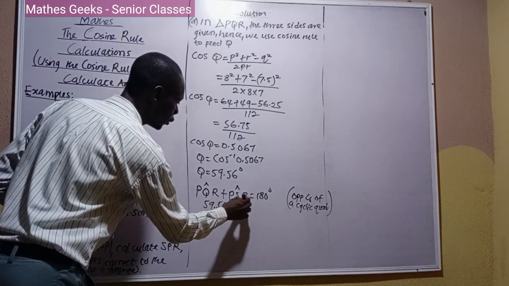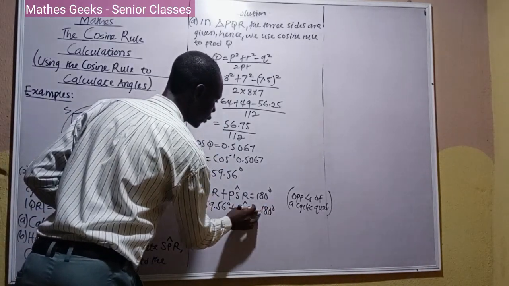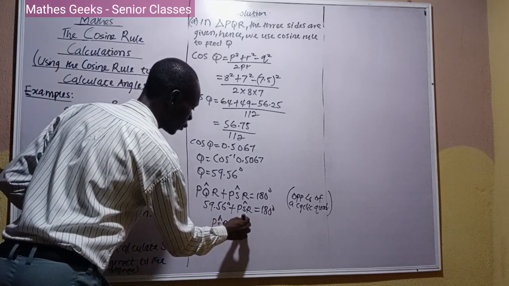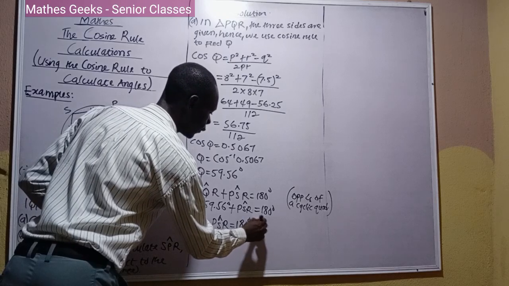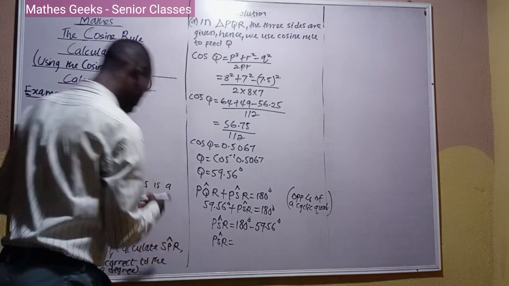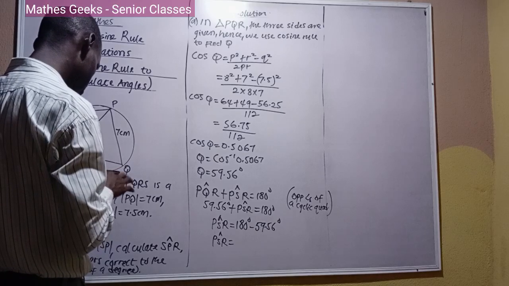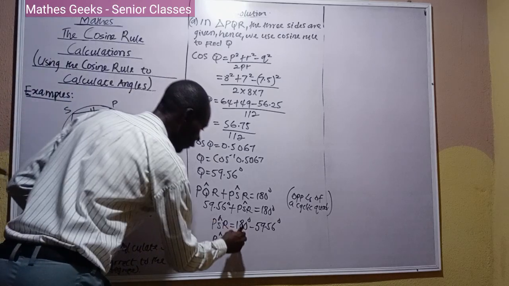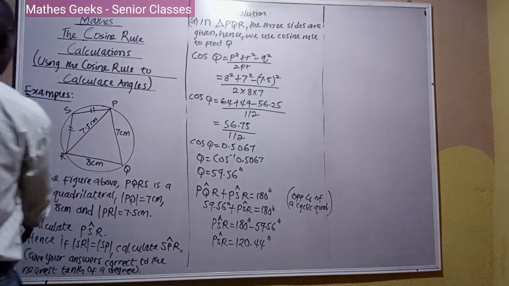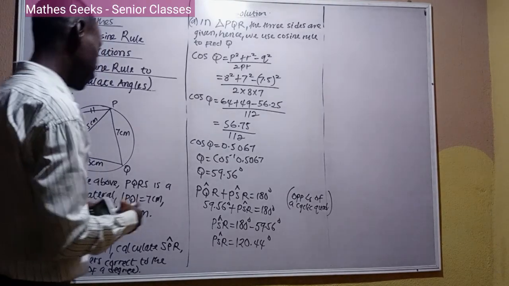The angle QR is 59.56 degrees plus angle PSR, so that will give us 180 degrees. So angle PSR is equal to 180 degrees minus 59.56 degrees, which is 120.44 degrees. So therefore, our answer to A, angle PSR, is equal to 120.44 degrees.